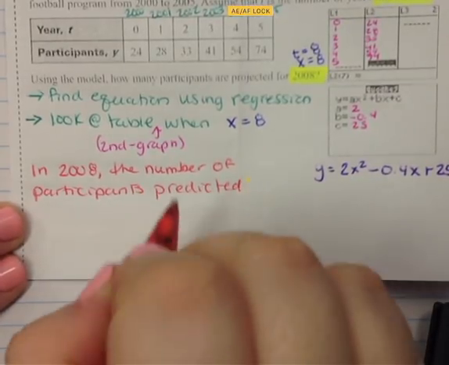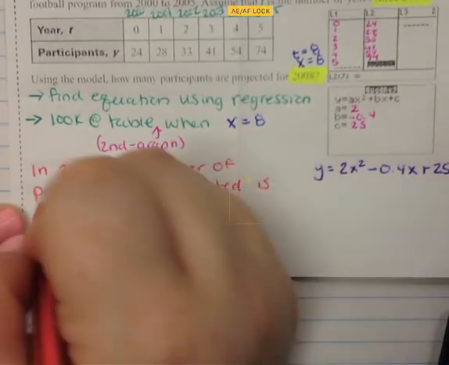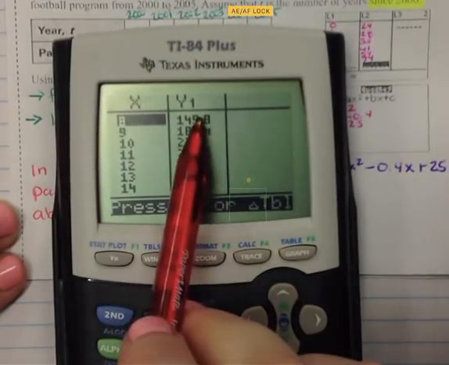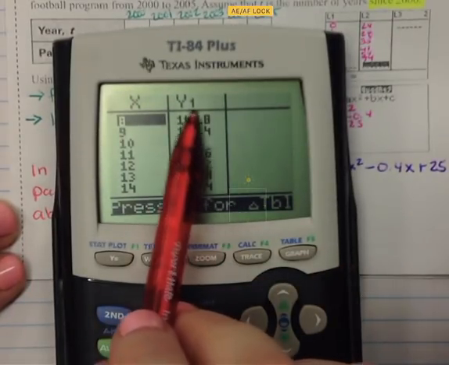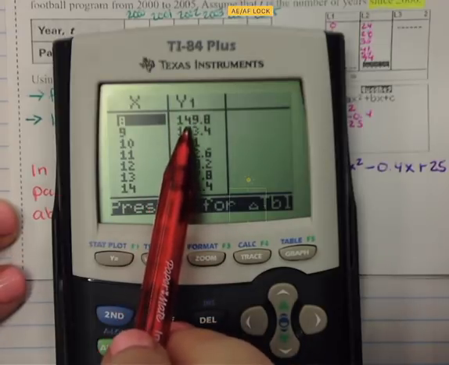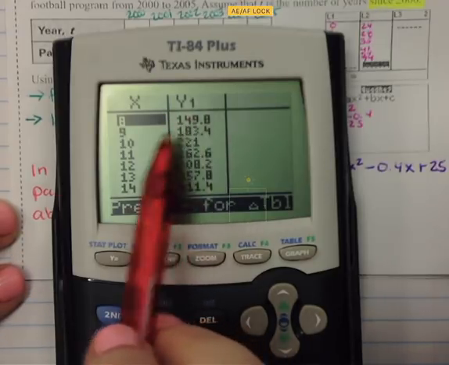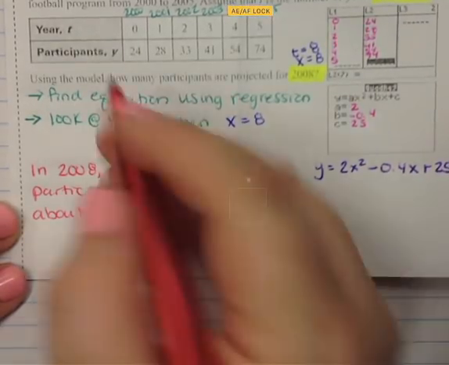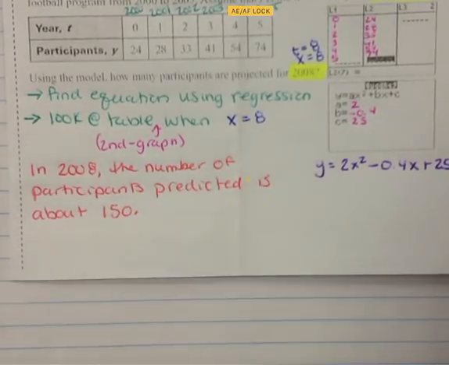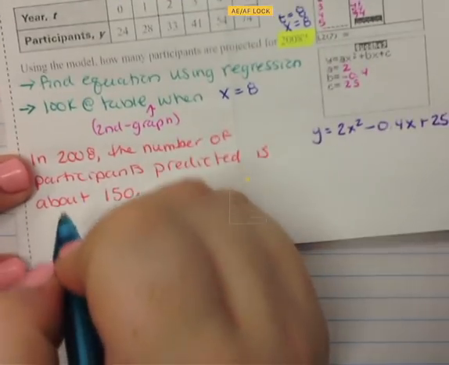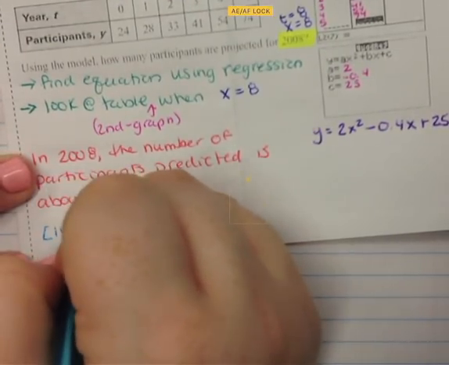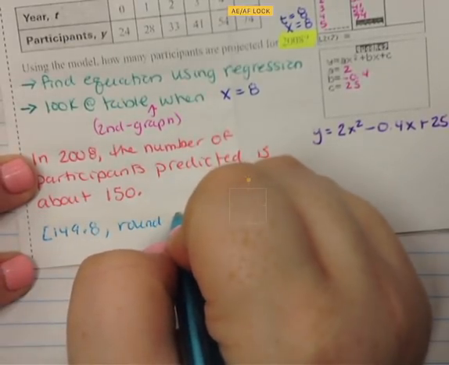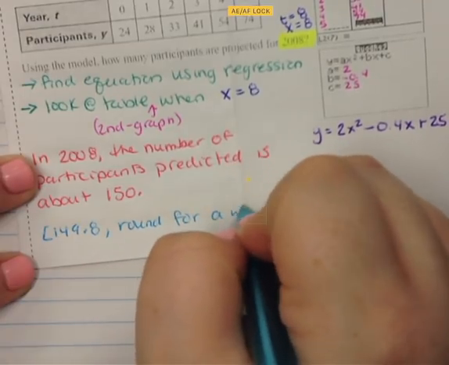we can't say just is, it's predicted, is about, so that's around or approximately. So we go back to our y, 149 and 8/10. We're going to round to the nearest whole person because you can't have part of a person. So we're going to say is about 150 because we're going to round up. So it's about 150 participants. Again, I'm going to write that little note about the 149 and 8/10. We're going to round up for a whole person.